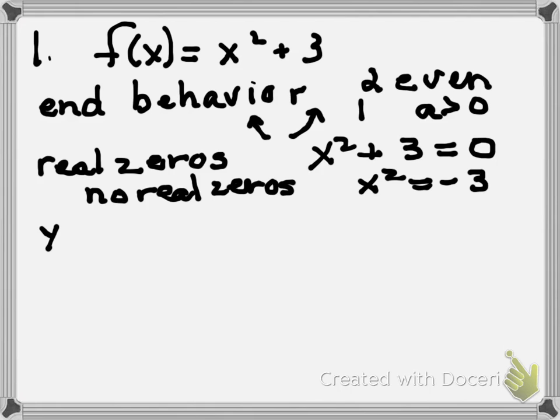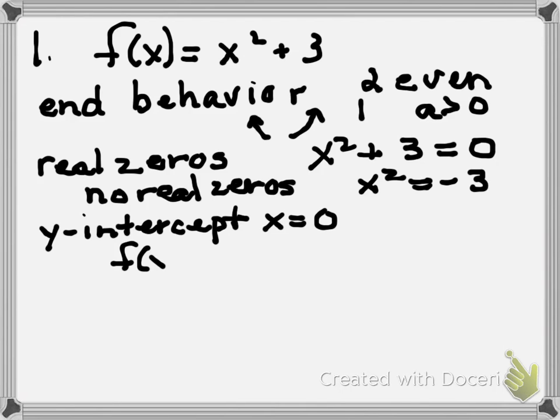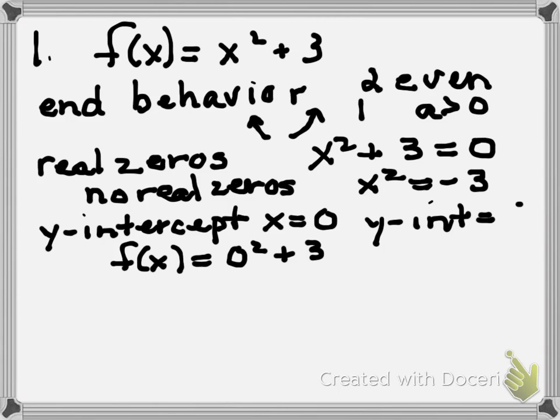Now, let's look for the y-intercept. Where the graph crosses the y-axis, it's also where x is equal to 0. So I have f of 0 equal to 0 squared plus 3. In other words, the y-intercept is equal to 3. It's where it's going to cross the y-axis.